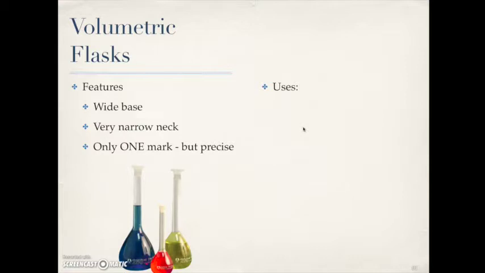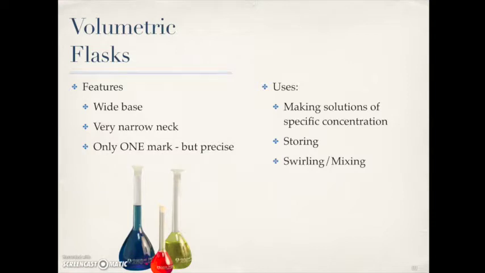There is only one mark in a volumetric flask. As you can see from the three flasks down here, one is a 250 milliliter flask, one is 200, and the other one is a 30 milliliter flask. You cannot measure any other liquid in a volumetric flask than the size that it is designed to use. Because of that, we use it to make solutions of very specific concentrations, but in order to find out what the specific concentration is, we have to know the exact volume of the material that we're making. We also can use them for storing and swirling and mixing, but the primary use is that of making solutions of specific concentration.